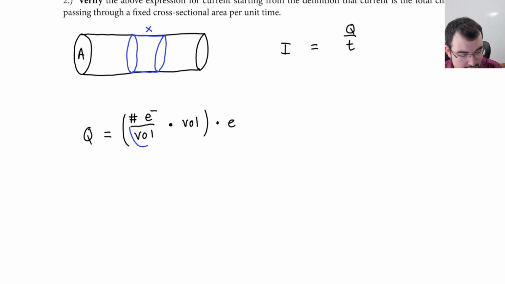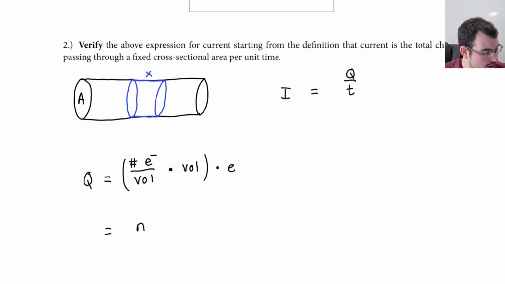Right, because this tells me how densely the electrons are packed. So if I multiply the density by the size, I get the number of electrons, and then I just tack on the charge that each of them carries. So if we did this, electrons per volume, that's lowercase n. And now what's the volume?